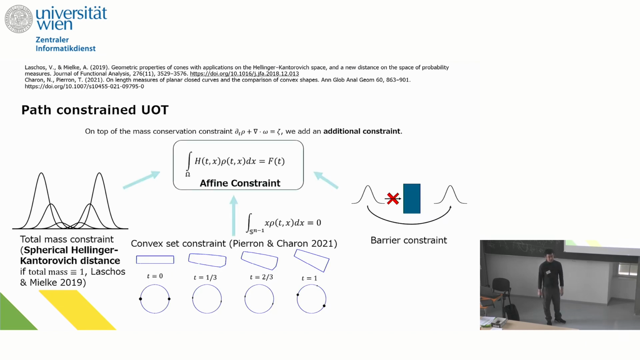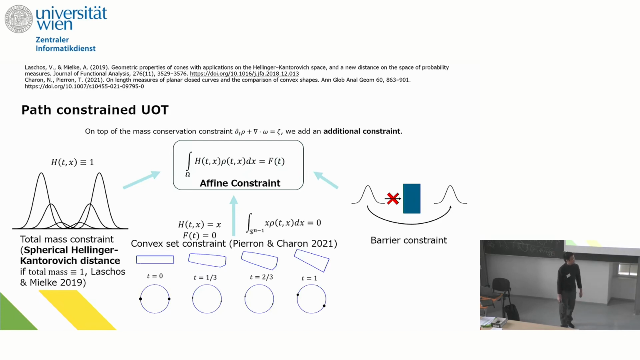affine constraint. Now, how do I see those constraints as an affine constraint? For example, for the total mass constraint, you can simply set H to be always equal to 1, then the left-hand side becomes the total mass, so you can prescribe the total mass. And for the convex set constraint, I think it's straightforward. You just set H to be x and the right-hand side f_t to be identically 0.